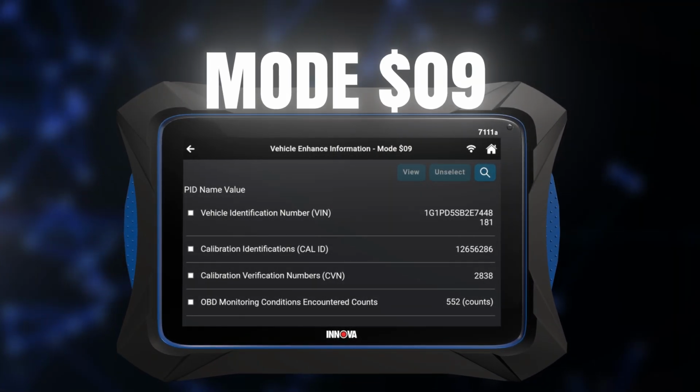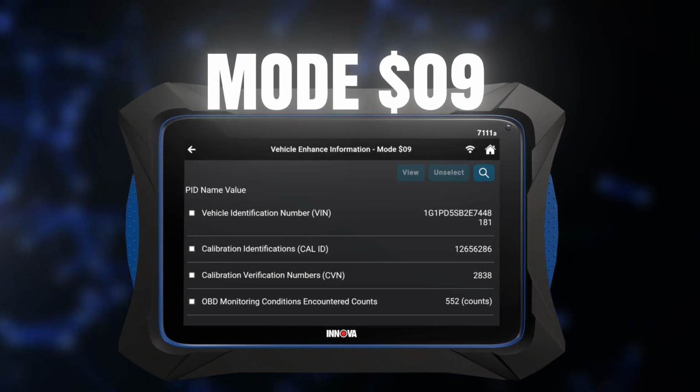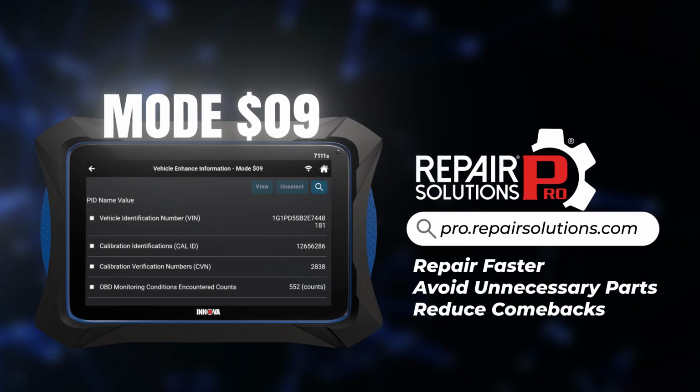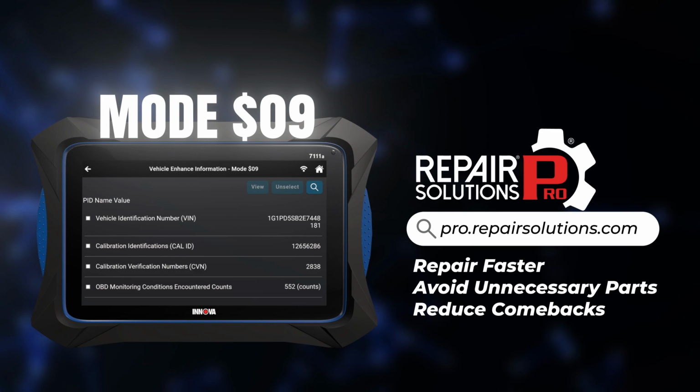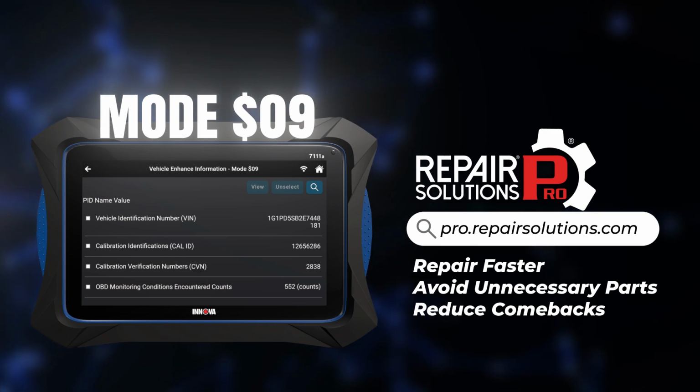Mode 9 isn't just reference data, it's a diagnostic starting point. Use IUMPR early to identify the right repair path faster, avoiding unnecessary parts and comebacks.